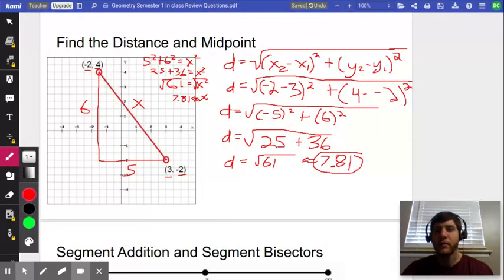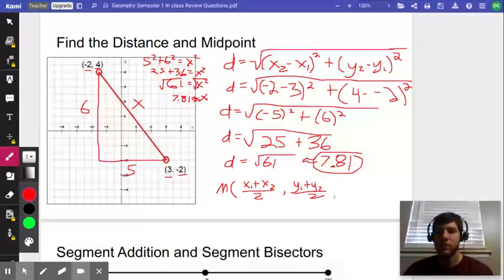All right, then the second part here is midpoint. So that's distance. Now we need the midpoint. So the midpoint formula is just the average of the two x values and then the average of the two y values. So y1 plus y2 over 2. Okay, so your two x values are -2 and 3. So we're going to take -2 plus 3. Oops, it's not going to let me write on that part. So -2 plus 3 divided by 2. And then your two y values are 4 and -2. So 4 plus -2 divided by 2.